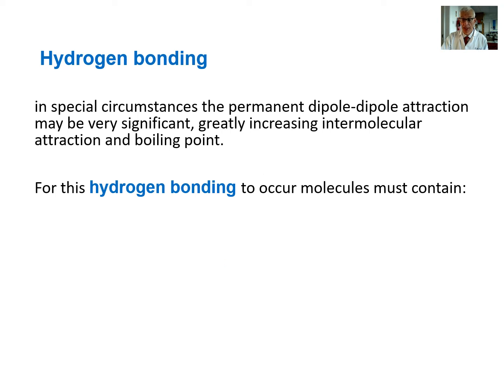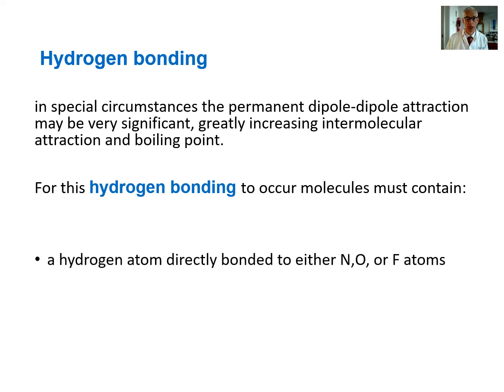Hydrogen bonding is the strongest form of intermolecular attraction or intermolecular force, and is a special case of permanent dipole attraction. Now, for hydrogen bonding to occur, there must be two circumstances. Firstly, we must have a hydrogen atom directly bonded to either nitrogen, oxygen, or fluorine. So we must have nitrogen directly bonded to hydrogen, oxygen directly bonded to hydrogen, or fluorine directly bonded to hydrogen. Those must be within the molecule.